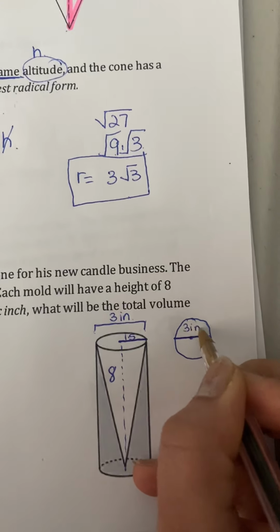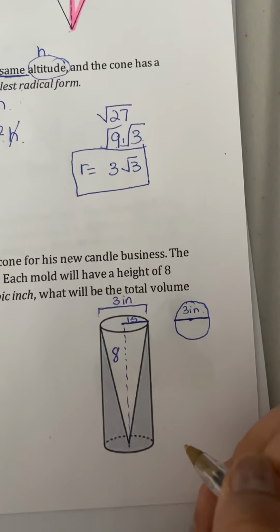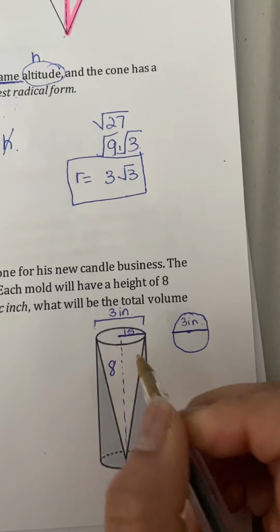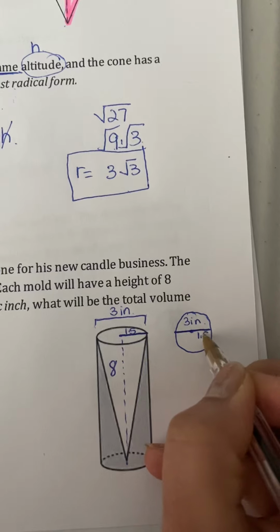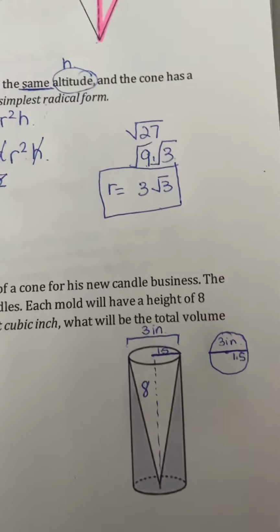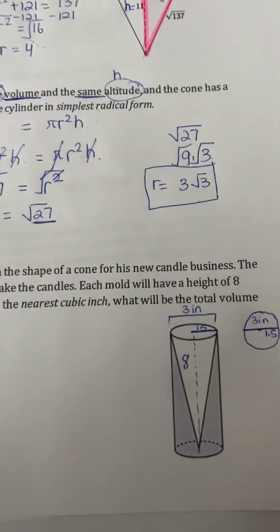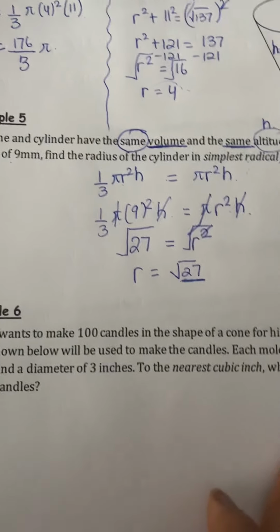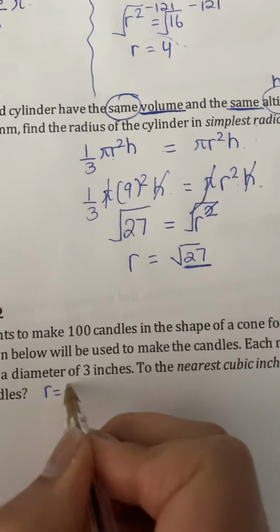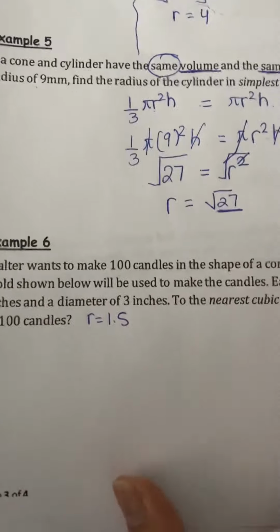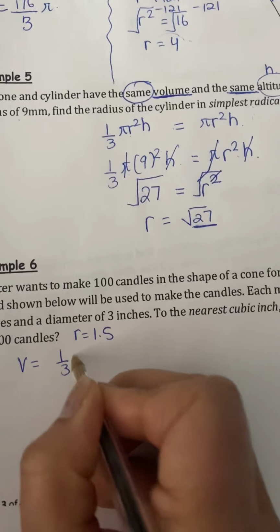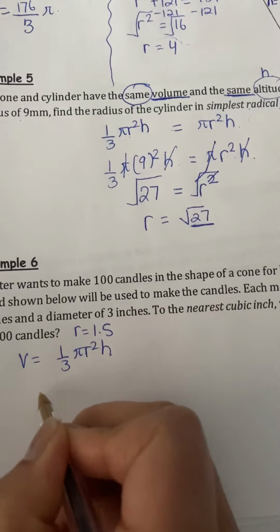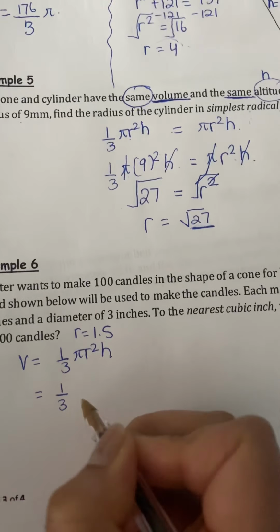But I don't want the diameter because my volume formula for the cones uses radius. So what's half of 3? 1.5. So that's why I wrote 1.5 there. Okay, so that was one of the things that you had to keep in mind. So your radius is, let's write that down, 1.5. You know the volume of a cone is what? 1/3 pi r squared h.